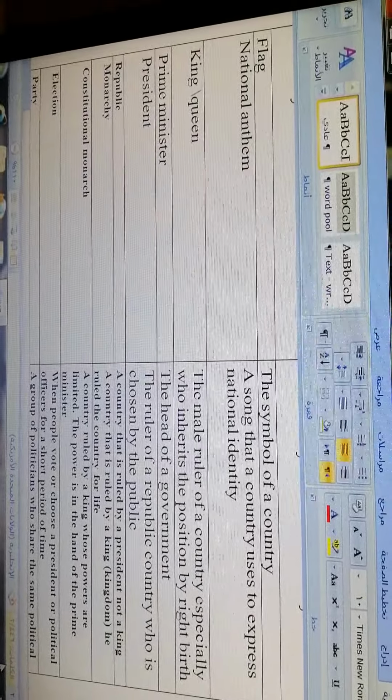Okay, so the prime minister is the head of a government. Also the prime minister has a term of 4 years or 5 years, and then after this the king will choose another prime minister in order to be the head of the government.